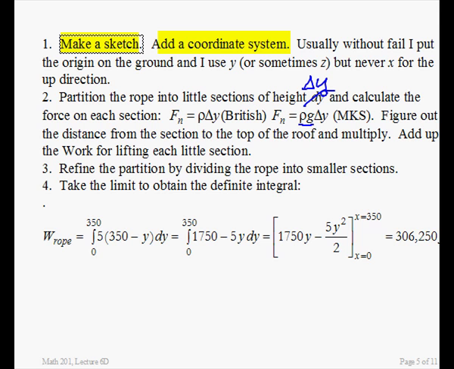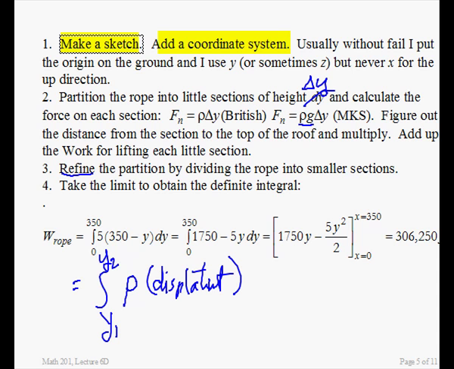Add up all the works for each little section. That's a crude approximation. Refine the partition by dividing the rope into smaller and smaller sections. Finally, you take the limit, and then you're able to compute the work in the rope. So what do I have here? I have an integral from y1 to y2 of the density, because it's in pounds, I don't have to multiply by acceleration, times that function that gave me the displacement to the top of the roof, dy.